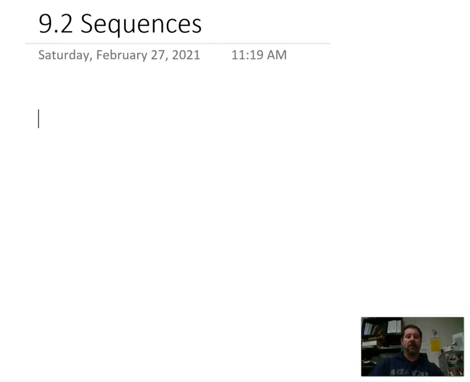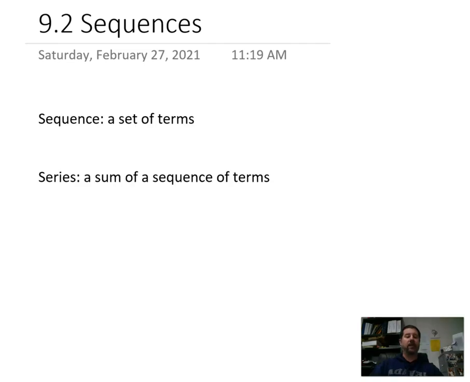Today we are going to talk about sequences. And so let's first start off and talk about the difference between a sequence and a series. In this unit we'll talk about both things, but today we're going to deal with sequences. Here's the difference between the two things. A sequence is a set of terms. It looks a little something like this.